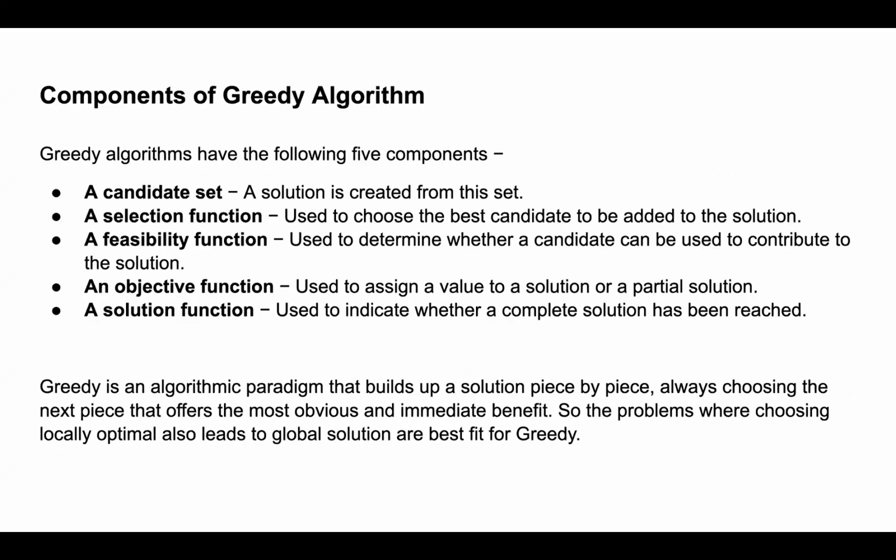Okay, first we will see what the components of greedy algorithms are. Greedy algorithms have the following 5 components. Which are those? A candidate set will be there, meaning whichever problem set is given will be known as the candidate set. A solution is created from this set. The given data is what we call a candidate set.